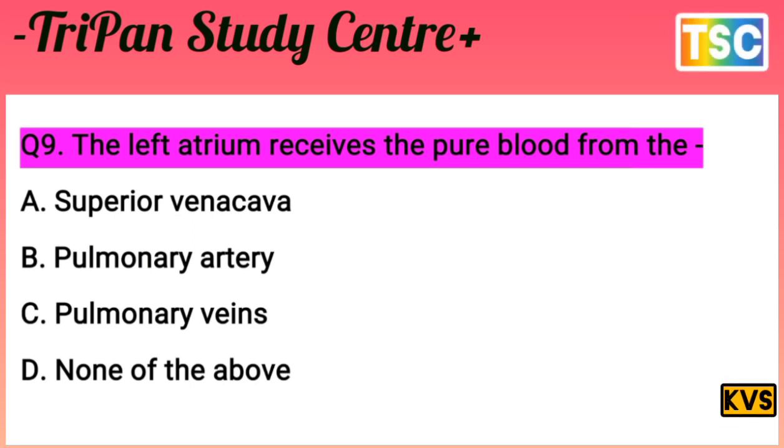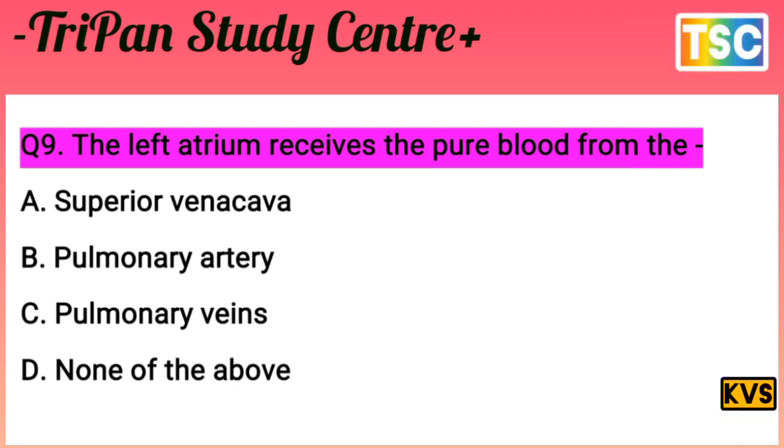Question here. The left atrium receives the pure blood from the. Do you understand the question? The left atrium receives the pure blood from A. Superior vena cava, B. Pulmonary artery, C. Pulmonary vein, and D. None of the above. The question is very interesting.